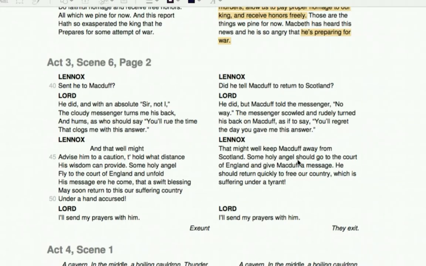And he says, some holy angel should go to the court of England and give Macduff a message. In other words, to keep fighting for Scotland. That's the message. He should return quickly to free our country, which is suffering under a tyrant. So this tyrant here is Macbeth. And so all the Lord has to say is, I'll send my prayers with him. So Macbeth is preparing for war.